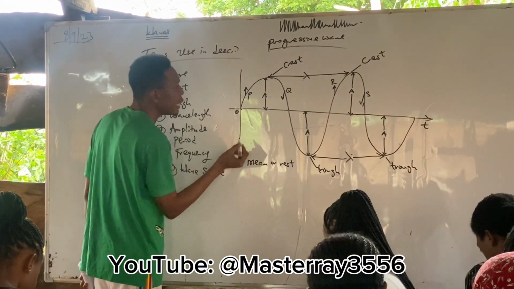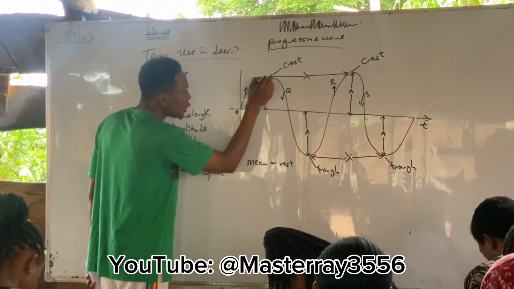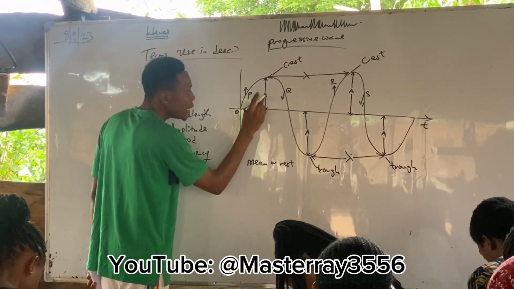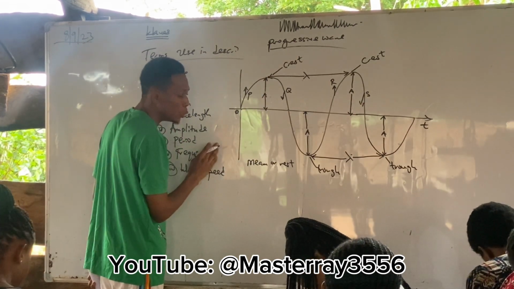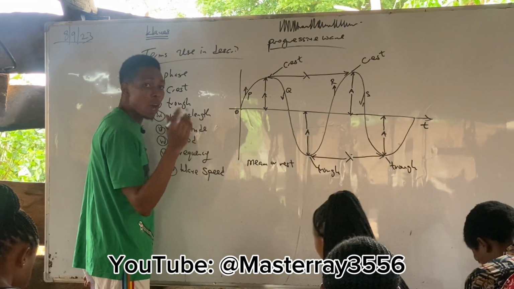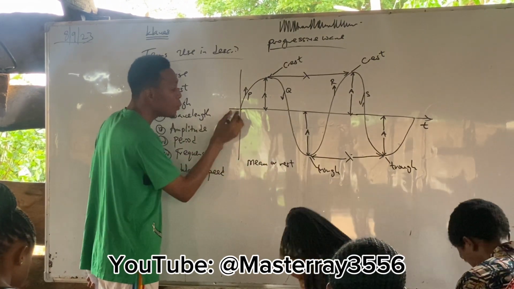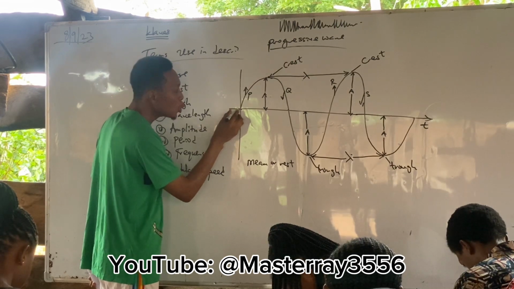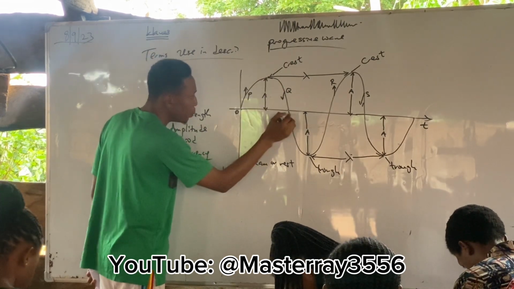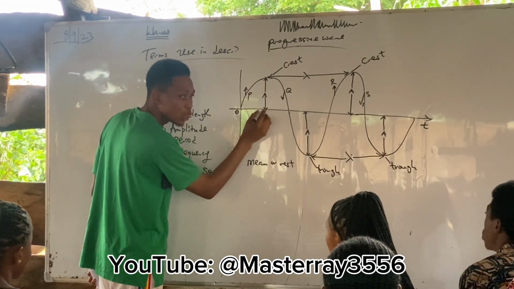Now, another thing again, from this place to this place is known as amplitude. Your amplitude is the displacement of a particle from its equilibrium or its mean position. So when the particle moves slightly to this place, from here to here is now known as what?